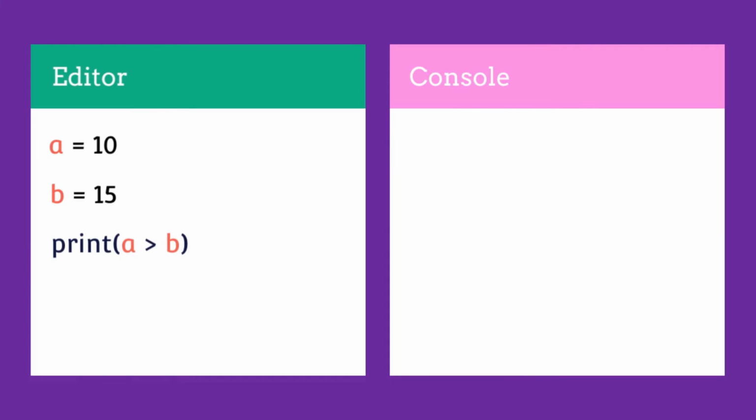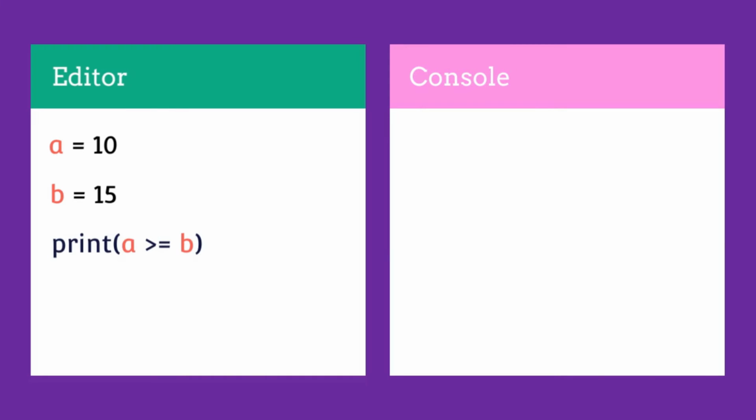If we write a is greater than b, 10 is greater than 15 is false. Now if we write a is less than b, now this comparison is true because 10 is less than 15. So it will print true on the console.